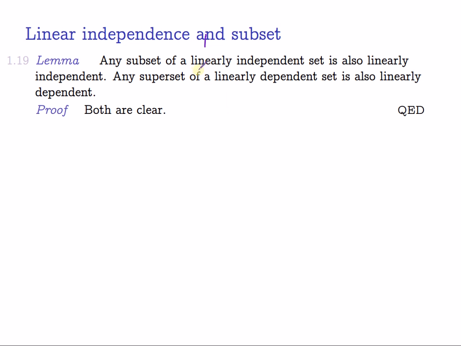Linear independence in subsets: any subset of a linearly independent set is also linearly independent. Why is that true? Because if I can't find a linear relation between vectors in a larger set, I certainly can't find a linear relation between vectors in a smaller set. So linear independence of a larger set implies linear independence of a smaller set. Similarly, if I have a linearly dependent set, that means there is a linear relationship between the vectors in that set. So if I add anything to that set, it's still linearly dependent.